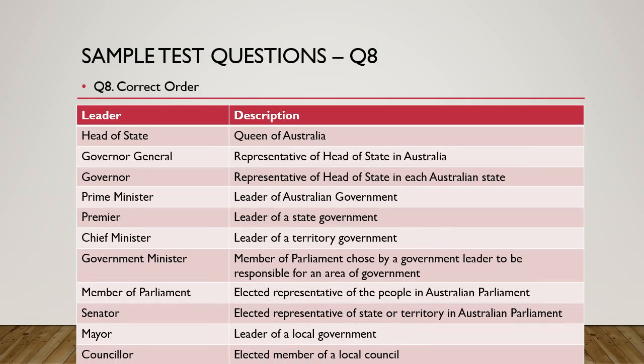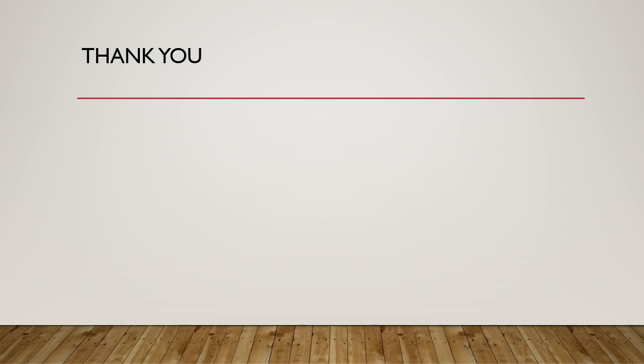Correct order is head of state is Queen of Australia. Governor General, representative of the head of state in Australia. Governor is representative of head of state in each Australian state. Prime Minister is the leader of the Australian government. Premier is the leader of a state government. Chief Minister, leader of a territory government, and Government Minister, member of Parliament chosen by a government leader to be responsible in an area of government. Member of Parliament is the elected representative of the people in Australian Parliament. Senator is the elected representative of a state or territory. Mayor is the leader of a local government, and councillor is the elected member of a local council.